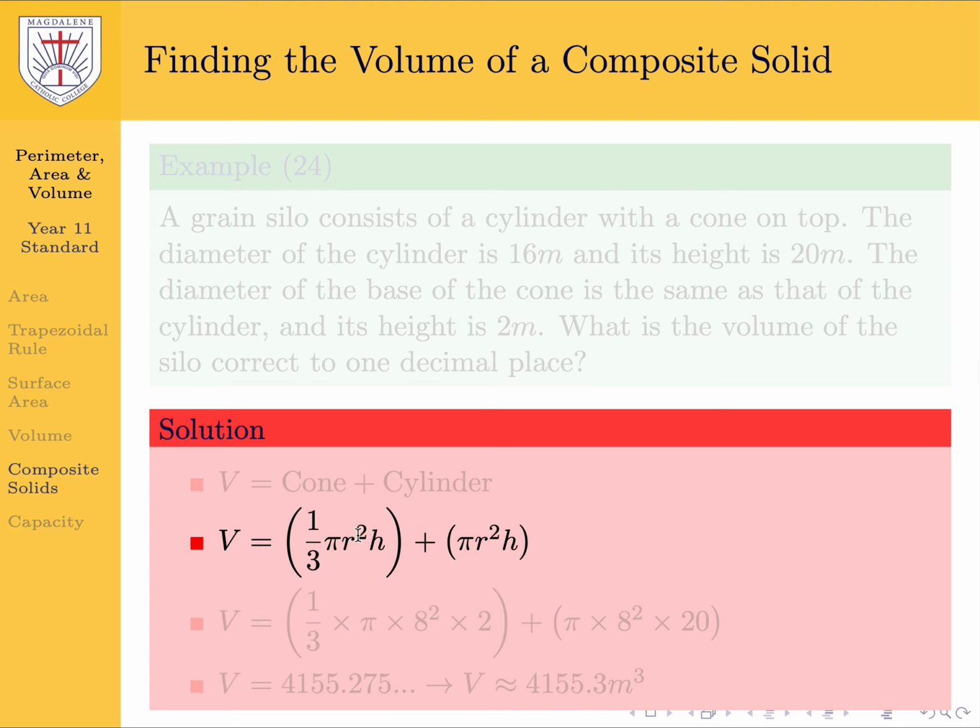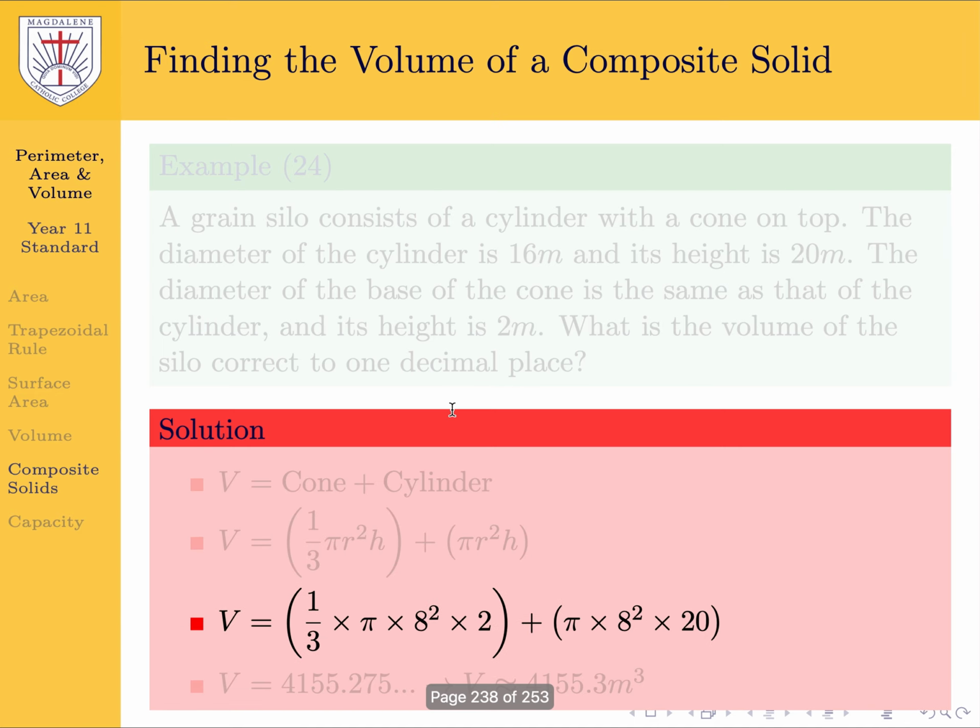So for the cone, it said that the diameter was the same as the cylinder, which was 16, but we need to halve it for the radius, which is 8, and the height of it was 2. So we can see that there. And for the cylinder, same radius, 8, but now the height is 20, so we need to substitute that in.